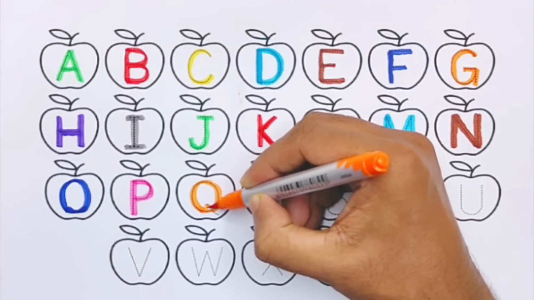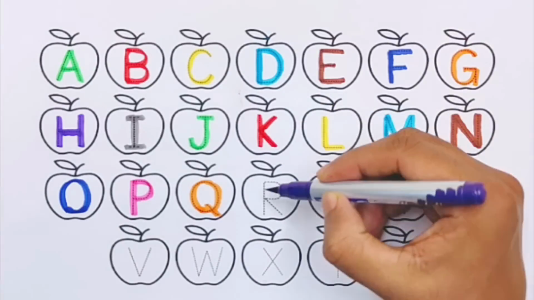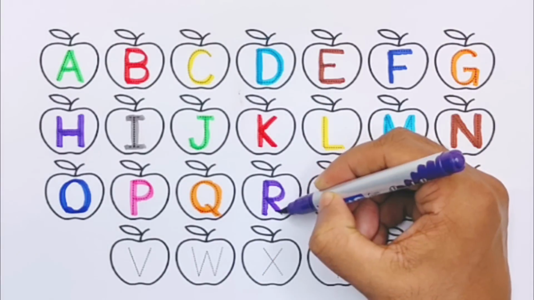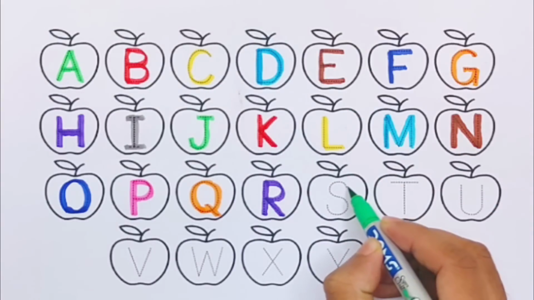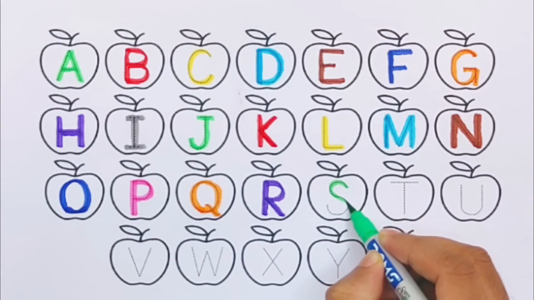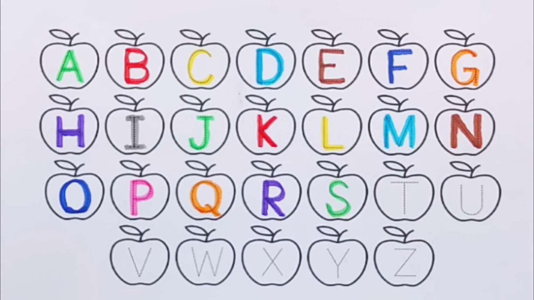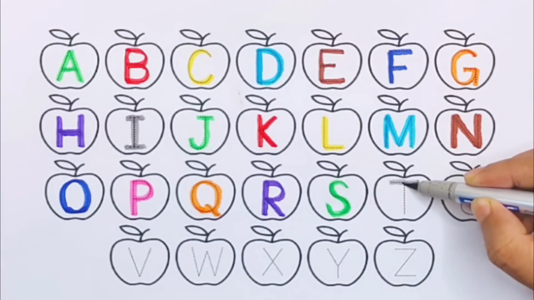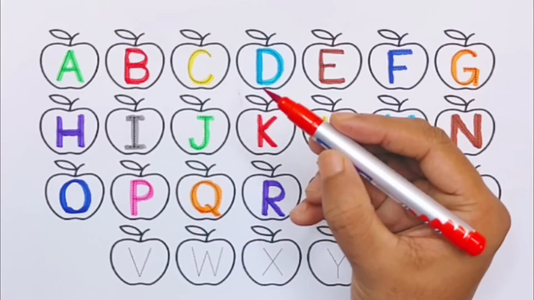Q for queen, purple color. R for rainbow, green color. S for star, gray color. T for teddy bear, red color.